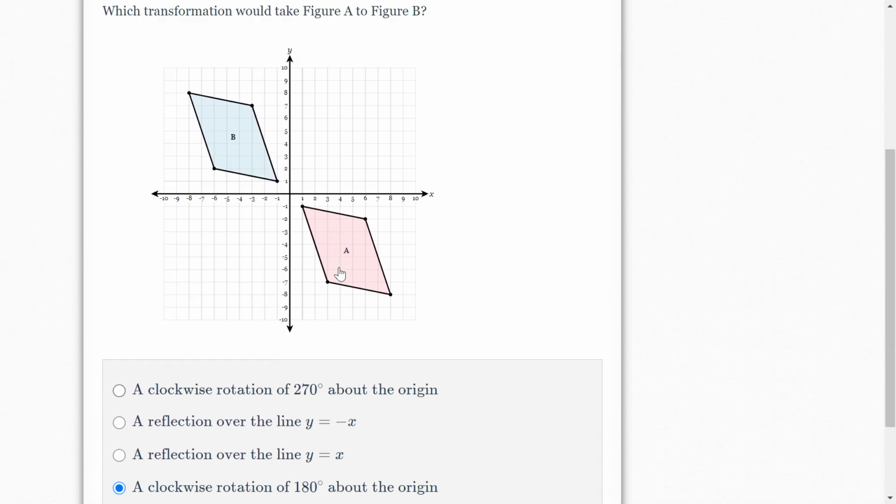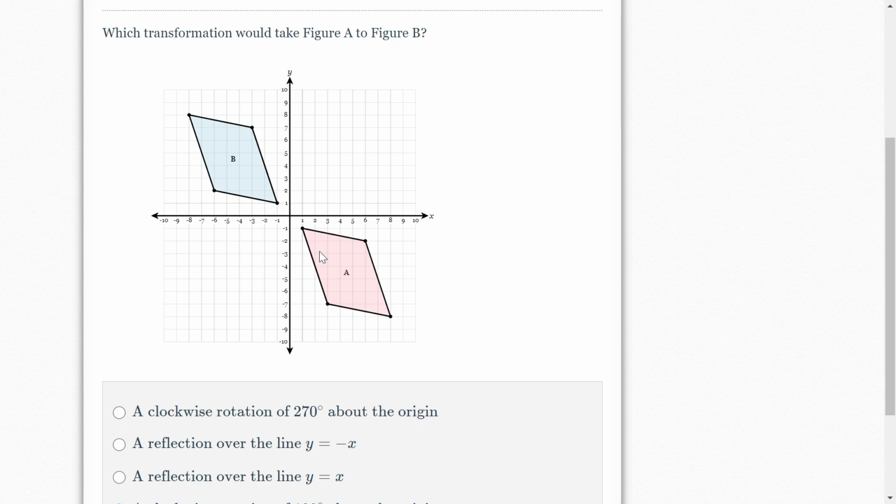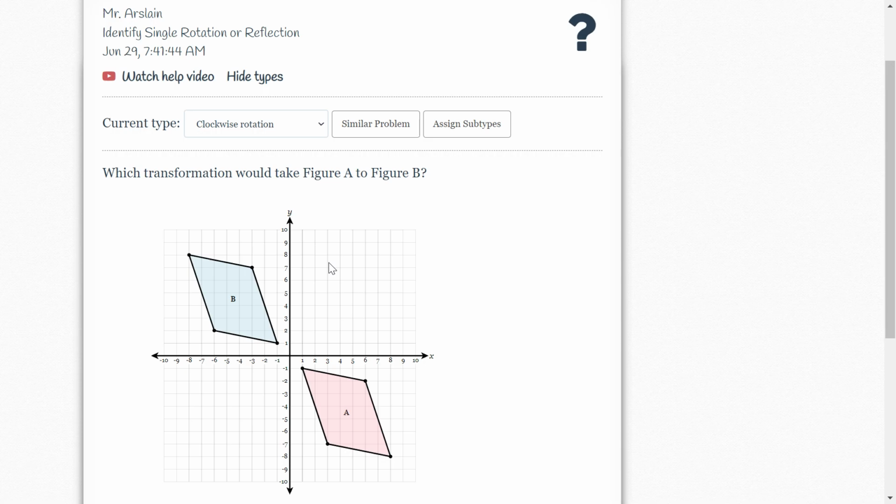Now on the DeltaMath, you need to be able to tell between reflections and rotations, and there'll only be one correct answer. But hopefully that's helpful. This is just a quick overview of how we're going to do our rotations. We just need to be able to identify them.